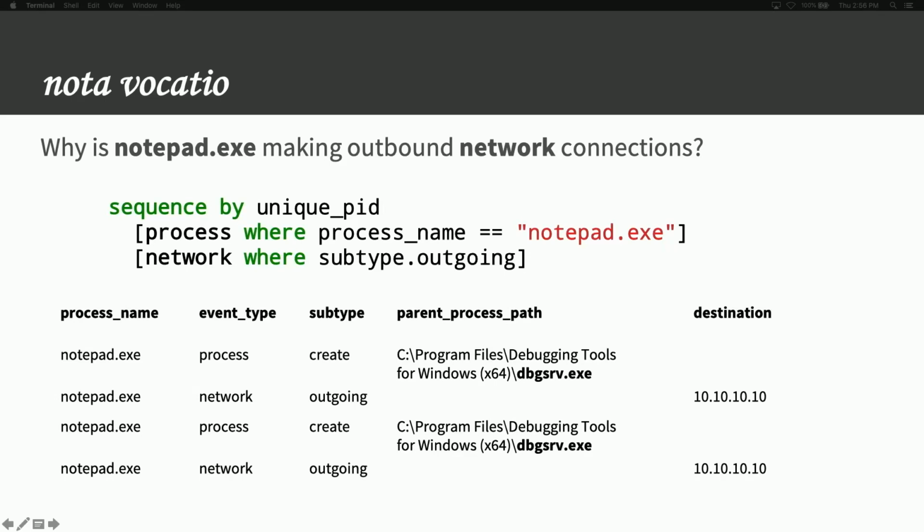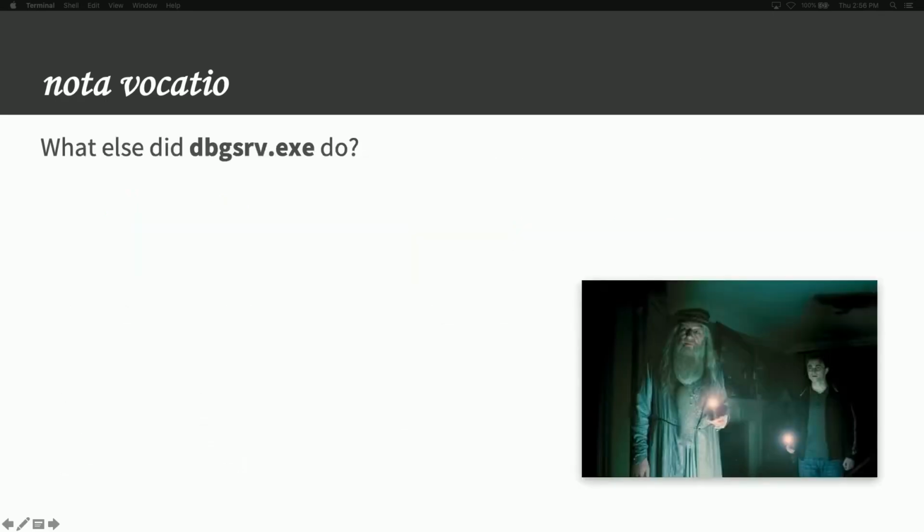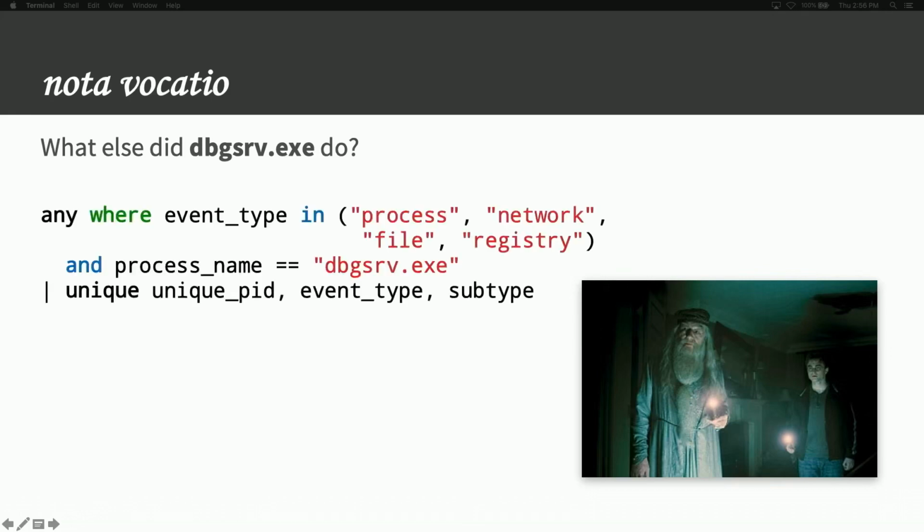So before it was unique, so now we can see all of them. And we see the parent process path is debug serve. I think we saw that a second ago. So what else did this debug serve do? Or DBGSRV? I don't know it's debug serve yet. What else did it do? So I used an EQL query.